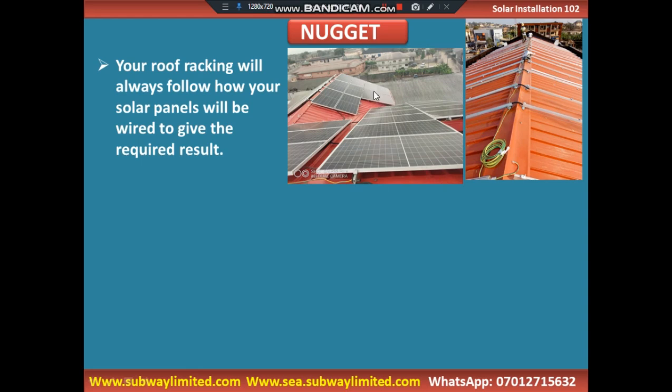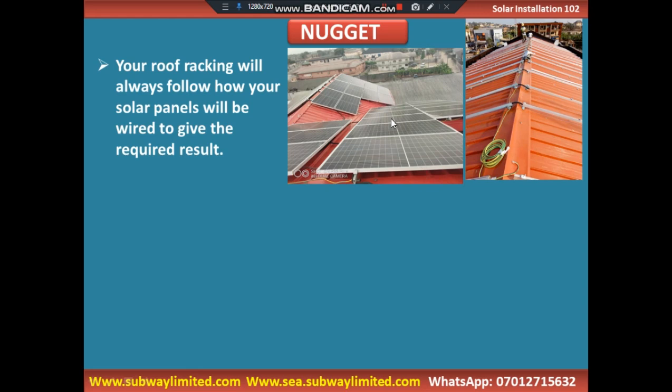If you have roofs like this one, where we are having 2 planes here, plane 1 and plane 2, there is a way you connect it, and it will give you maximum productivity. If you have different planes, like this one you are having here, you have to know where am I going to connect in series. When am I supposed to connect in parallel?